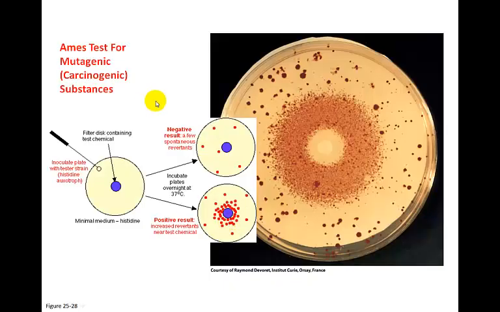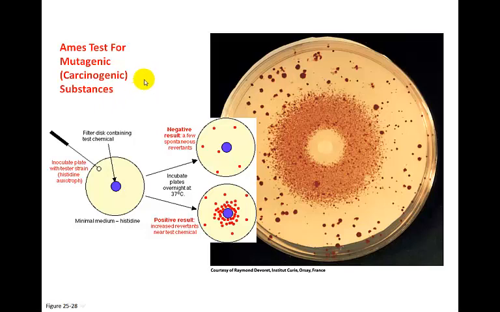So now that we've talked about mutagens and mutagenesis, mutations of our DNA are one of the major causes of cancer. So about 35 years ago or so, a guy named Bruce Ames developed an assay to determine whether certain chemicals are mutagenic. Because that's good to know.